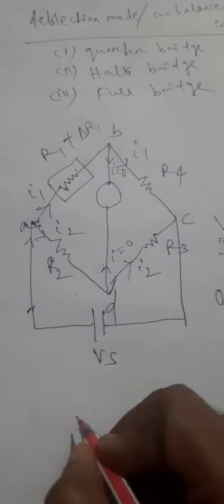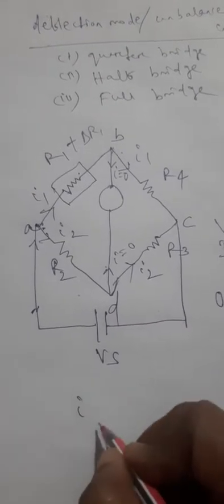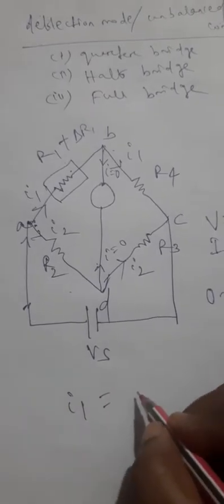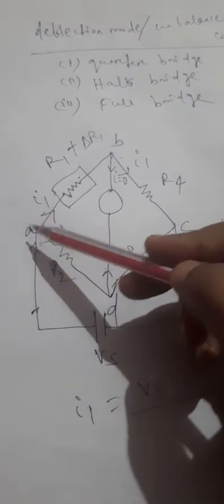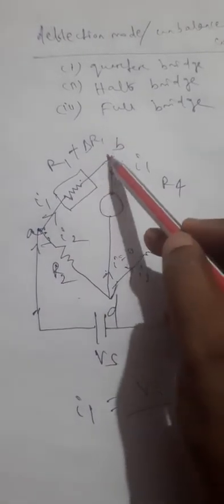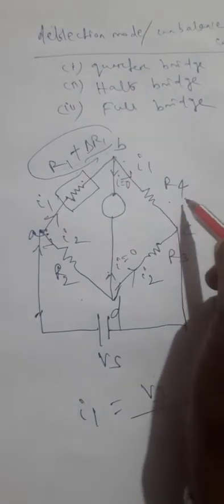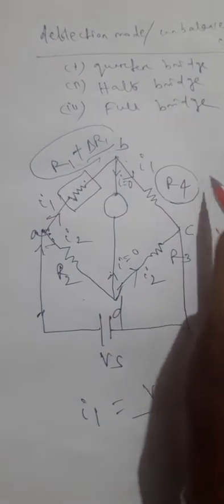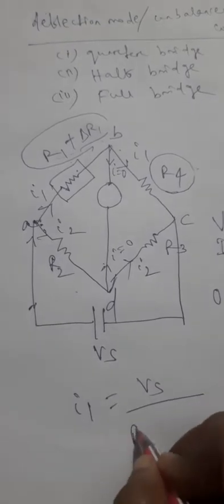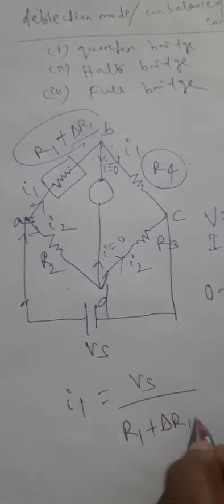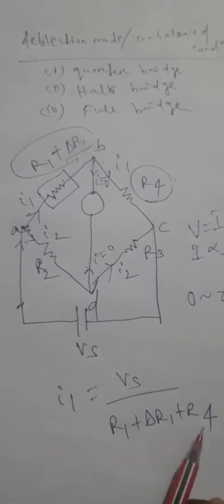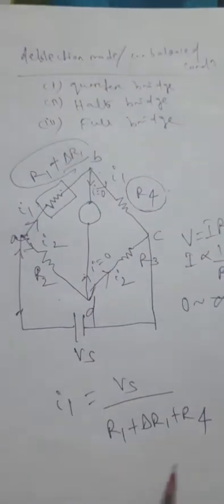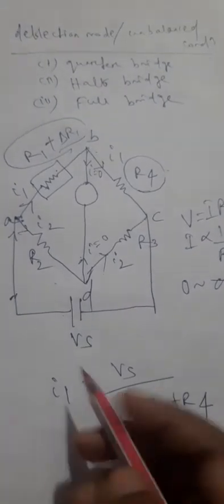How do we calculate the I1 value? I1 is V supply divided by the net resistance. After we apply some strain, the new resistance is R1 plus delta R1, but R4 is a fixed resistor, so its resistance remains the same. So the net resistance is R1 plus delta R1 plus R4. This is the I1 value, V by R, where R is the net resistance, as they are connected in series. The net resistance is the sum of the resistances.